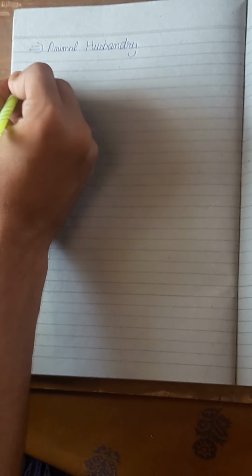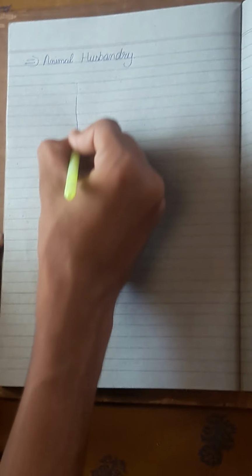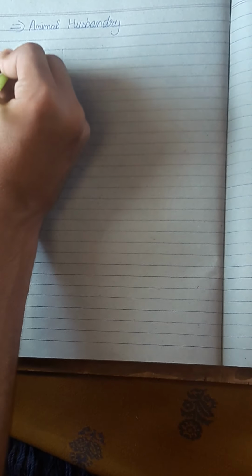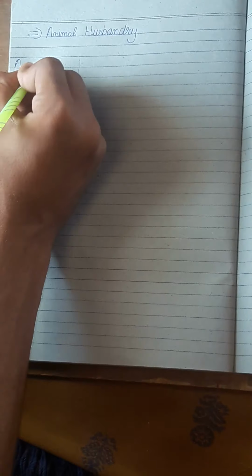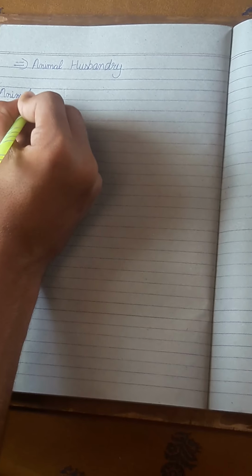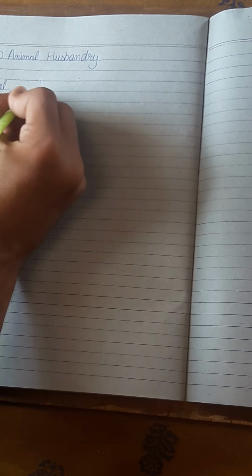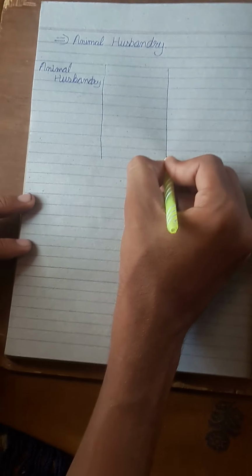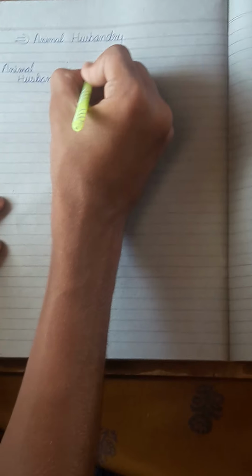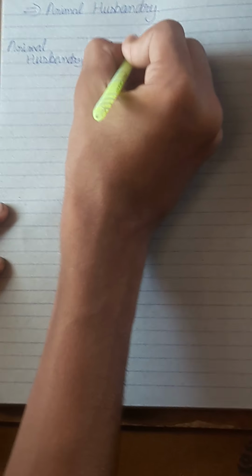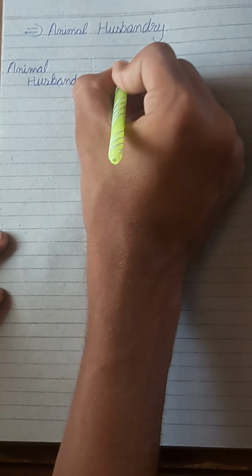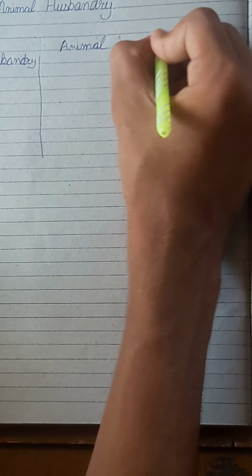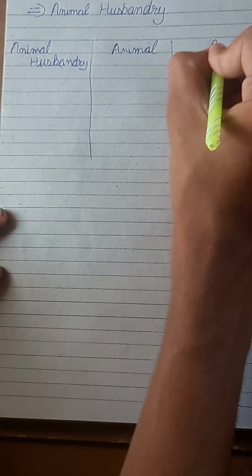So here we are writing the names of the types of animal husbandry. Here we note which kinds of animals are reared, and here the types of products which we obtain from them.